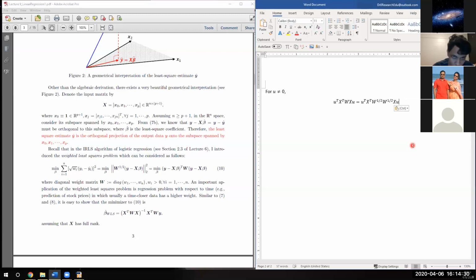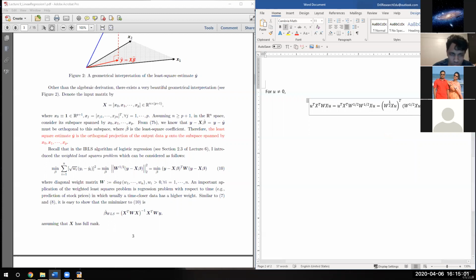Okay, and then this equals what? This equals this. This equals this. Anybody knows why? Because W is a diagonal matrix, so W^T equals W. That's it. Super simple, isn't it?